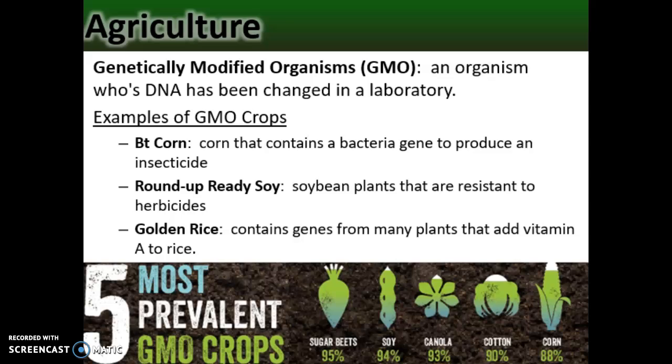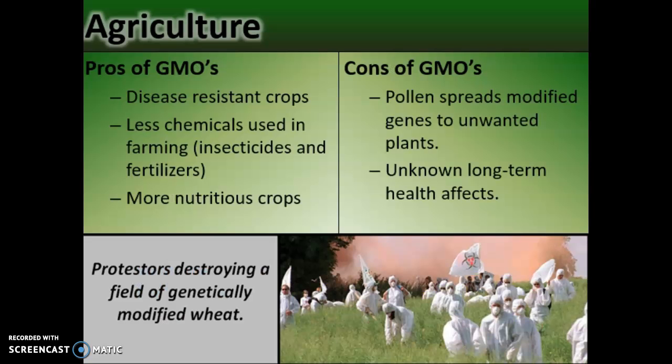And then finally we have golden rice. Golden rice is a type of rice that contains genes from many other plants to enrich the amount of vitamins and nutrients that are inside of rice. So it's just meant to provide more nutrients and help with some of the hunger that exists in parts of the world.